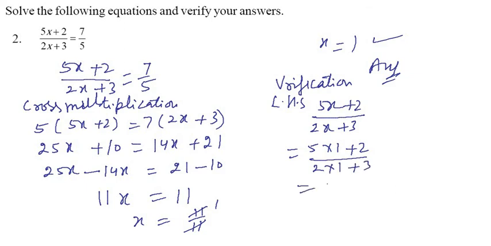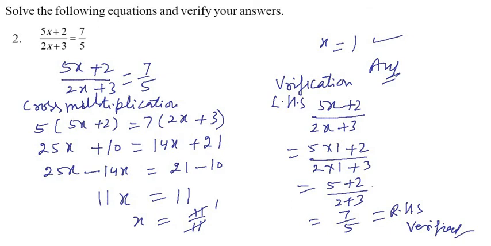So what will be upon? It is 5 plus 2 and here is 2 plus 3. So 5 plus 2 is 7 and 3 plus 2 is 5, and that is the right hand side of the equation, hence verified. So you can do very well.